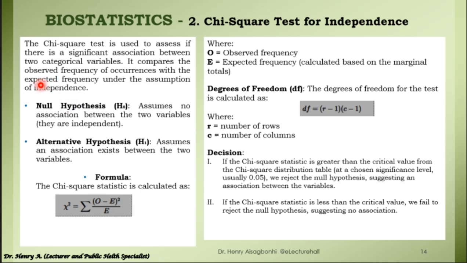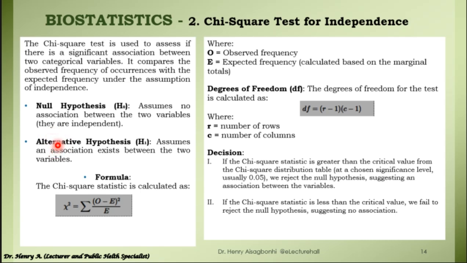What do we mean when we say the null hypothesis? I've told you the symbol: H0, or H-naught. The null hypothesis assumes no association between two variables. They are independent. There is no association between them. None is dependent on the other.